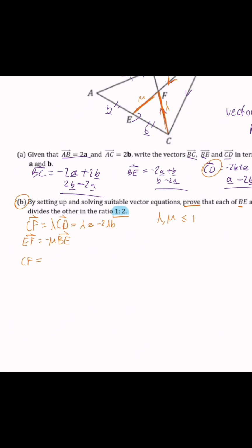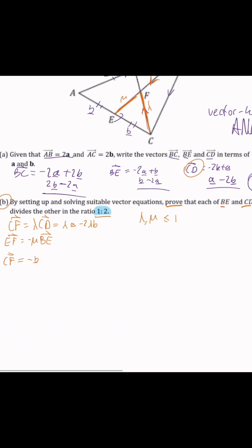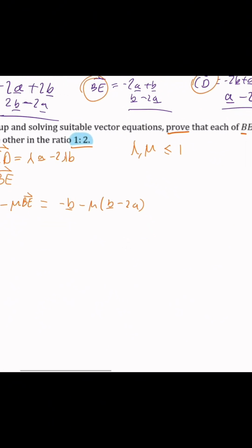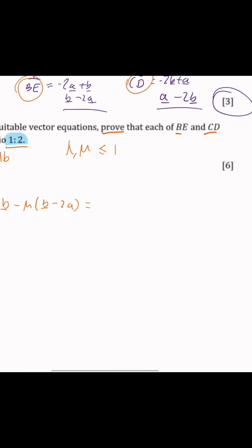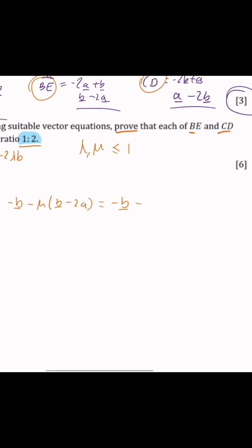So CF is equal to negative b minus mu BE, which is also equal to negative b minus mu. And BE we have up here, b minus 2a. We're going to be very careful with these brackets here because of the negative sign. So we can further expand that to be equal to minus b minus mu b plus 2 mu a.